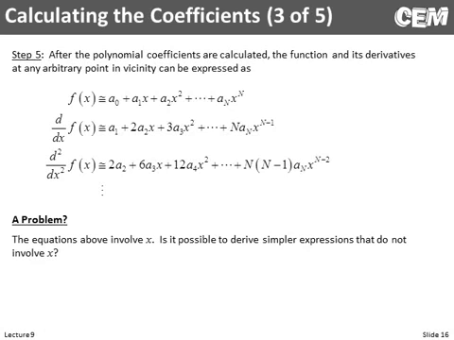Now we still have a problem that isn't a big problem, but can certainly make our lives a lot more convenient. We have x in there, and we sure would like to be able to get rid of x, because then we'll have much simpler equations. So how do we do that?